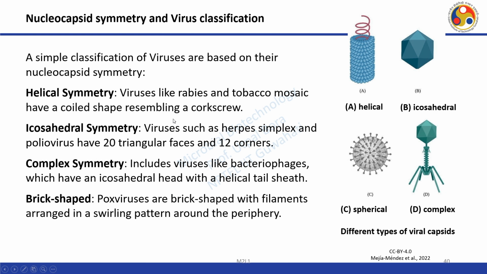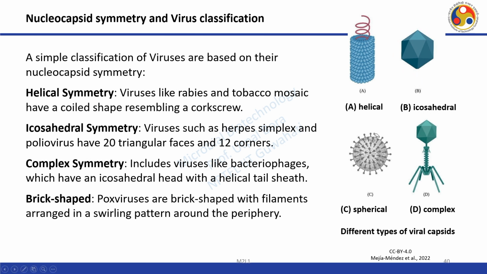They have a coil shape resembling a corkscrew, as you can see over here. Then viruses can have icosahedral symmetry. These viruses, such as herpes simplex and poliovirus, have 20 triangular faces and 12 corners, and you can see the beautiful geometric shape over here.